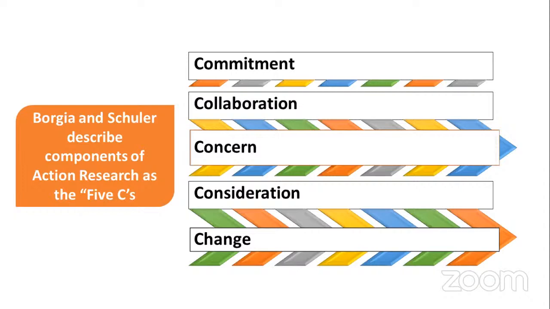Even students in the school are expecting changes in teaching methodologies. Everywhere they need a change. The diverse changes in school, social, economic, and technological fields call for monitoring and evaluating real classroom practices to understand the existing theories of change and develop a system that connects with them. Thus, teachers, to remain effective, have to continue and progress along with the changes in the world. So Borgia and Schuler describe the components of action research as the 5 C's. Once again, I repeat: commitment, collaboration, concern, consideration, and change.